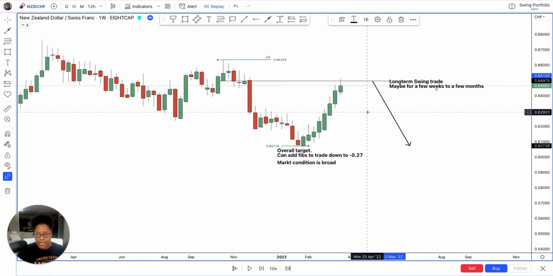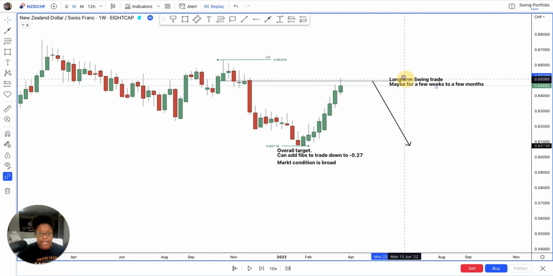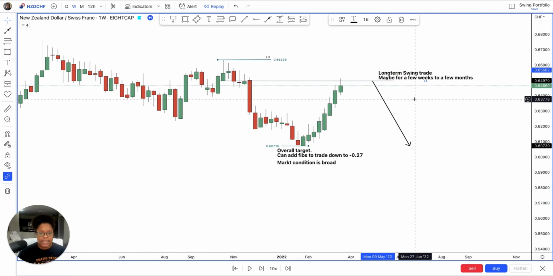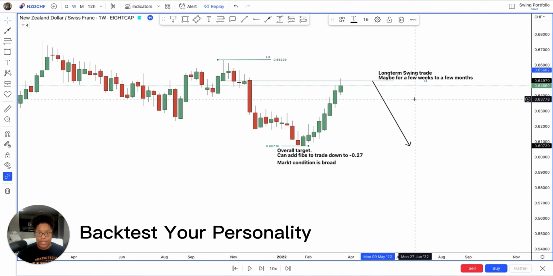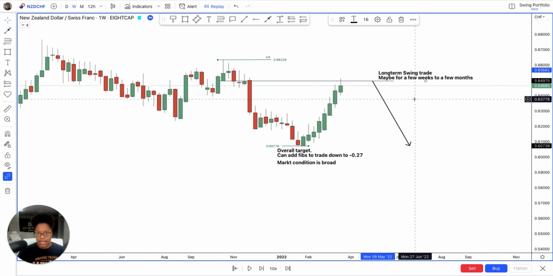Now what I'm also doing here is making a simple note that basically says that I may be holding this trade for a few weeks to a few months. The biggest thing about this is you have to know who you are and if you're capable of doing this before you even get into a trade. Like you have people who say that they are day traders, which basically means that they're going to be holding trades for a few days, or under a day.